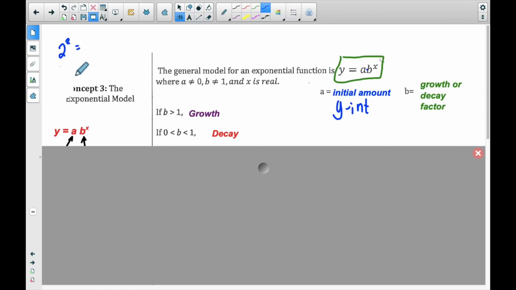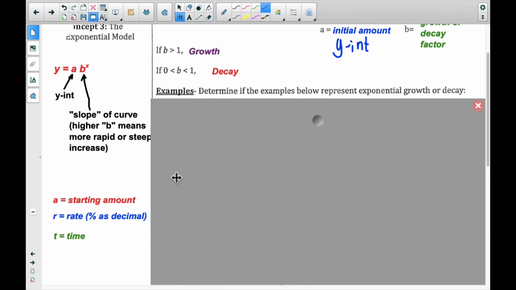But what if that number is under 1, between 0 and 1, for instance? Well, what is 1/2 to the second power? 1/2 to the second power is 1/4, and 1/2 to the third is 1/8, and so forth. So it's getting smaller and smaller and smaller. So if the number that is being taken to a power is between 0 and 1, it will be decaying, whereas if that number is greater than 1, it will be growing.